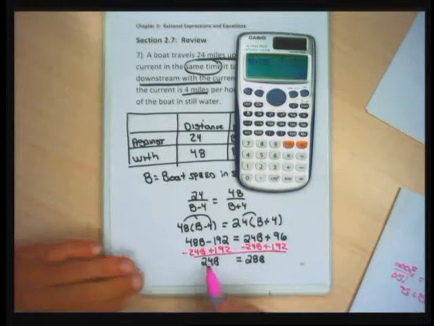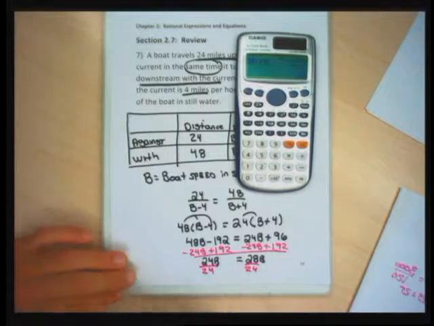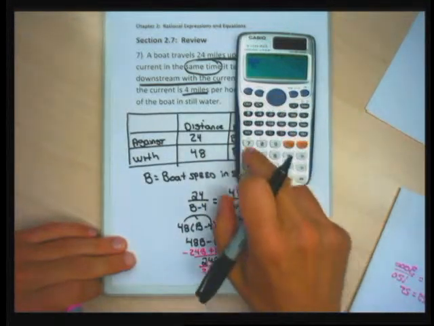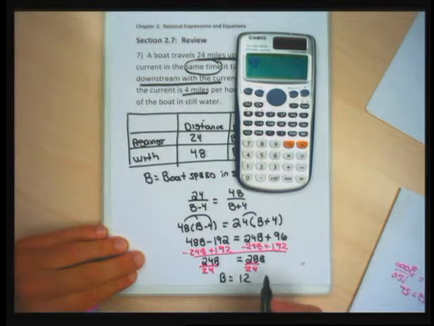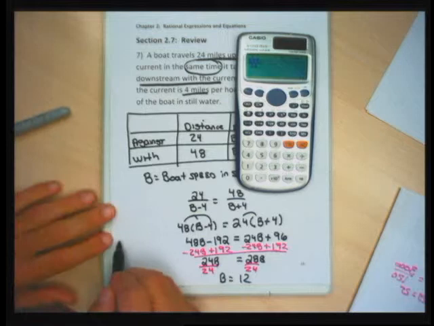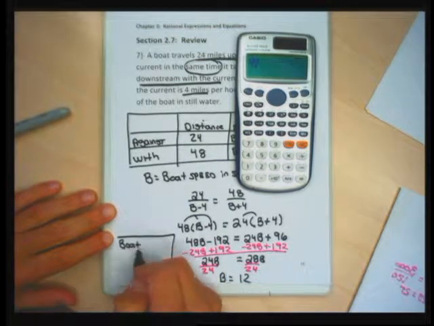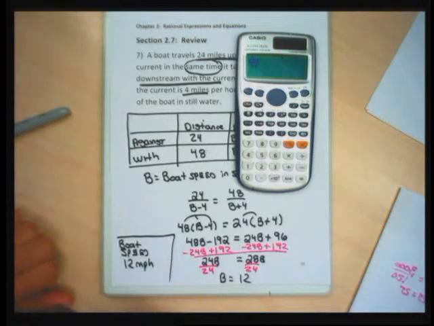And then I'm going to divide by 24. So I'll do 288 over 24. I get b equal to 12. And that stands for the boat speed in miles per hour. So for my answer, I'll say the boat speed in still water is 12 miles per hour.